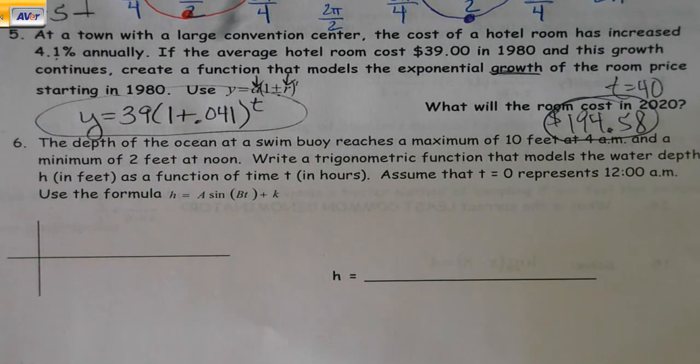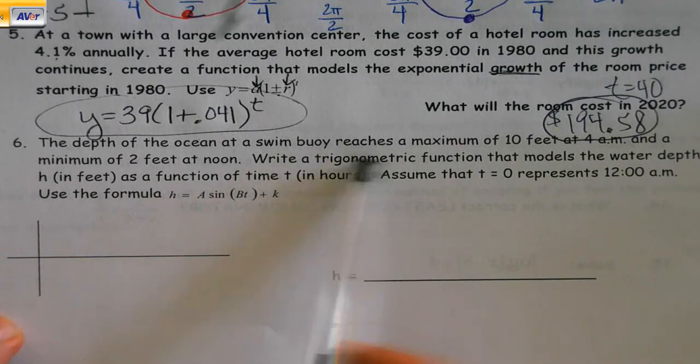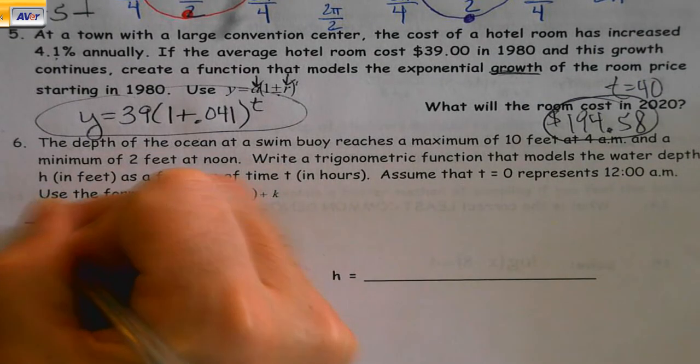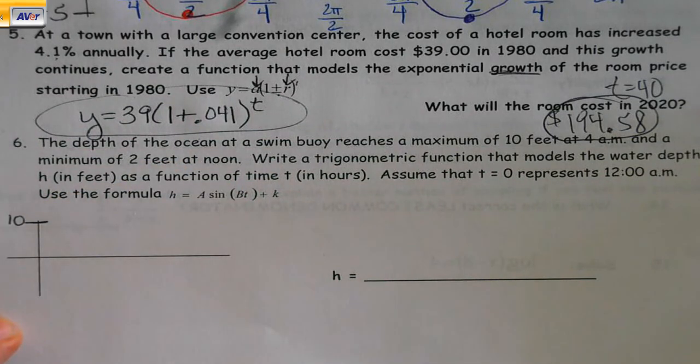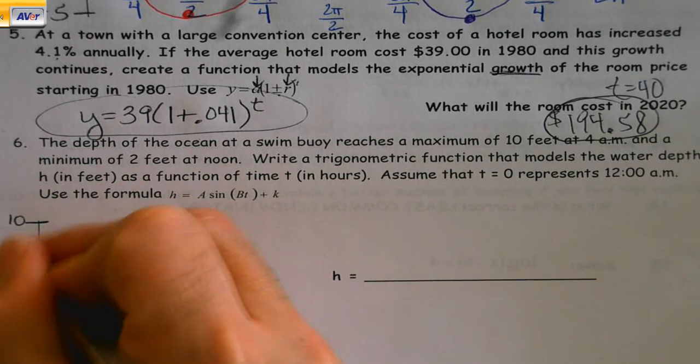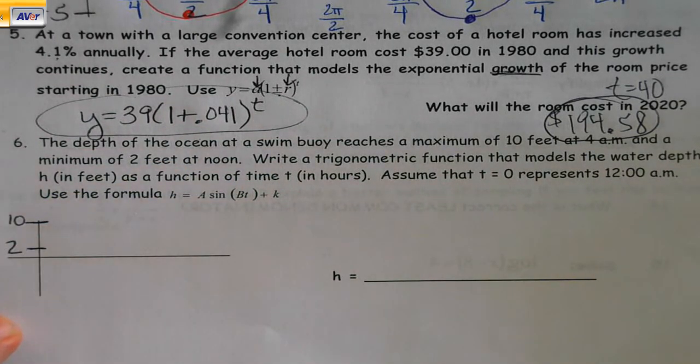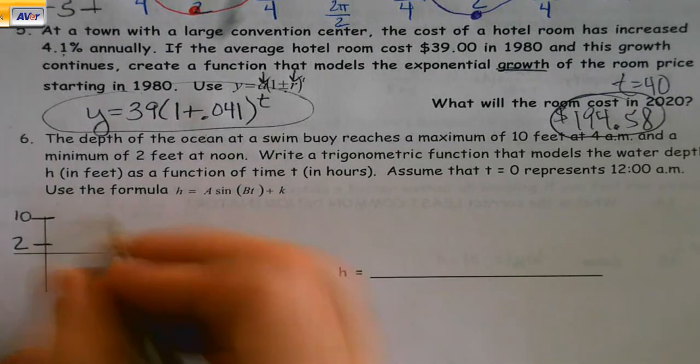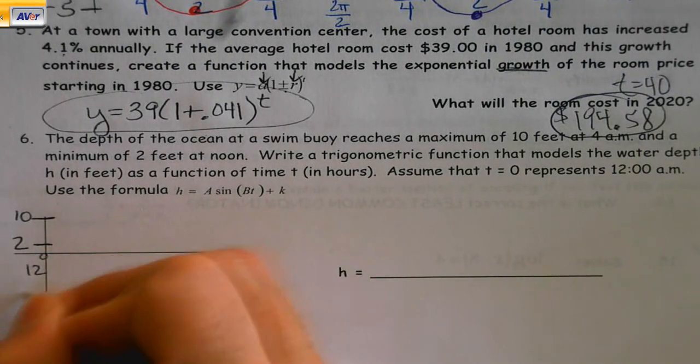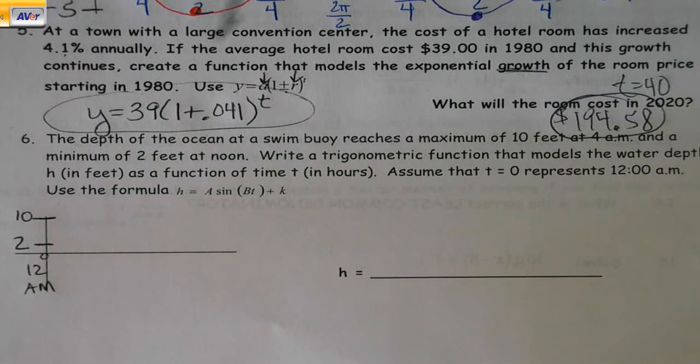Set. This next one, I think this is the 6th straight day we've looked at one of these, so I think we should be getting these down at this point. Okay, depth of the ocean: the swim buoy reaches a maximum of 10 at 4 a.m. and a minimum of 2 at noon. Write a trig function that models the water depth as a function of time. Assume that t equals 0 represents 12 a.m. Okay, here we go.